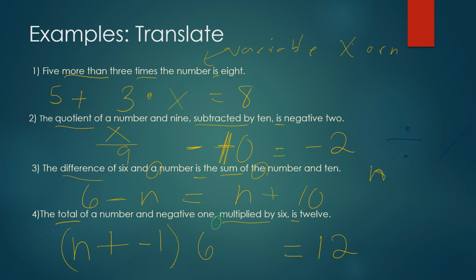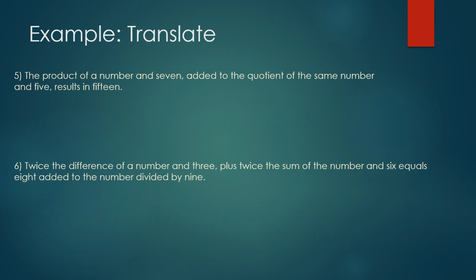If we do 5 more than 3 times 7, we would do 3 times 7 first and then add 5. If we were to do the quotient of 36 and 9 subtracted from 10, we would have to do the larger number divided by 9. Let's do some more complicated examples.